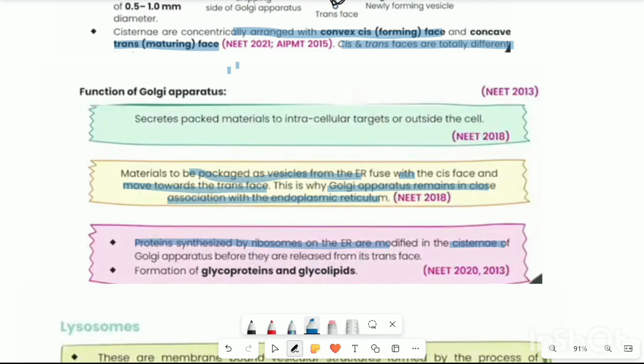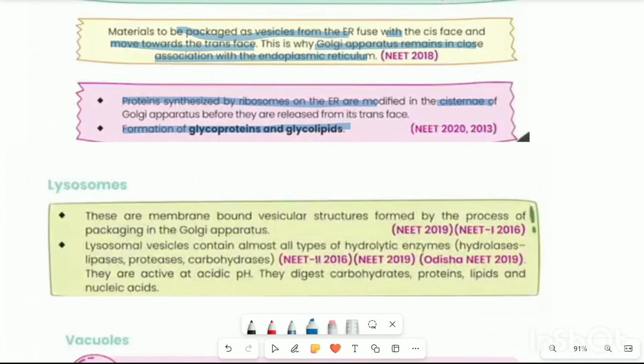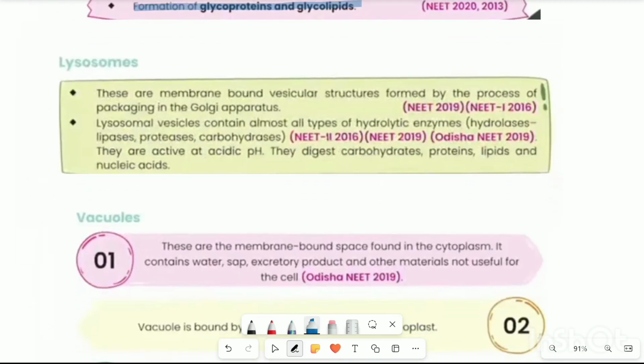That's why if we talk about lipid synthesis, it forms in the Golgi apparatus, which is the formation of glycoproteins and glycolipids. If we go to next, lysosome, the next endomembrane system is lysosome. We can say lysosome is a suicidal bag. Suicidal bag because it digests.